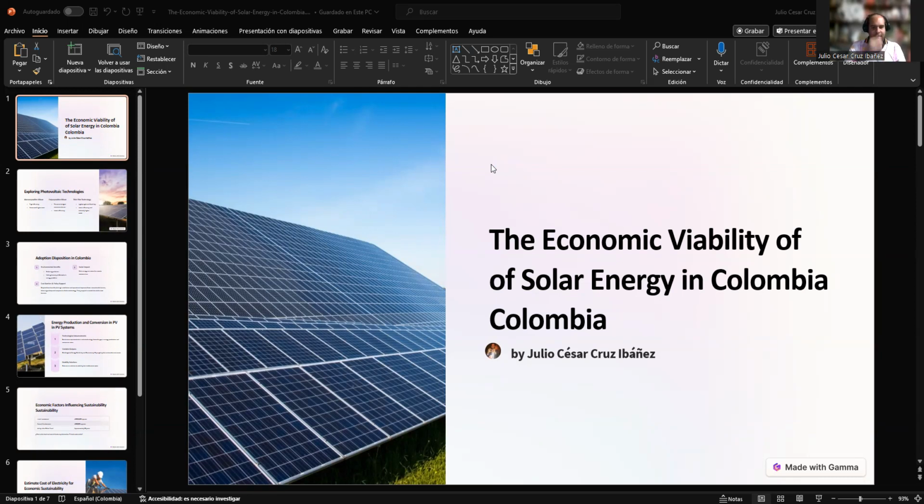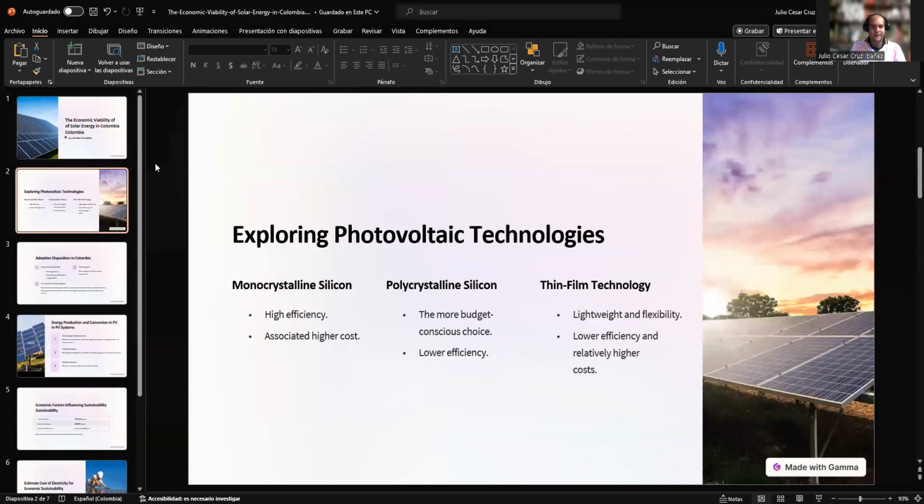Well, let's start. Today, we have a trend in green energy production, and solar energy is one of the most trending topics today about energy production, but I have found that in the case of economic viability, we have some challenges to address. Let's start the presentation with the technologies that we have today.